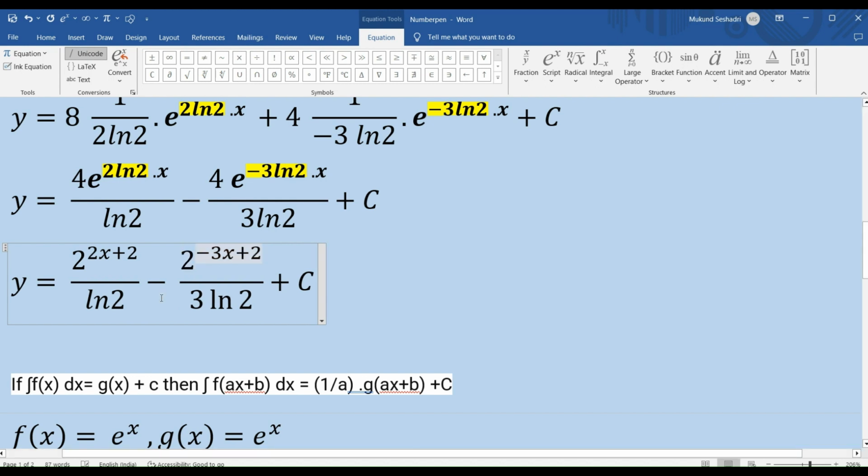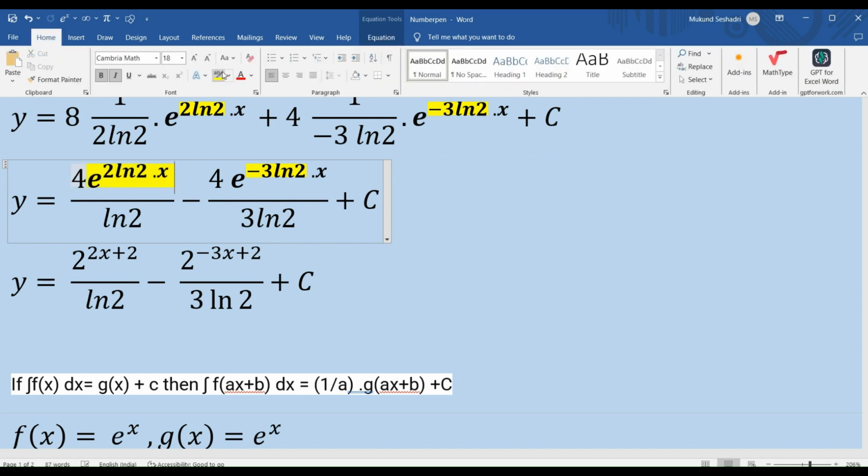So I hope you folks are with me in this particular step. All that we did was, I have this particular expression e to the power 2 ln 2x. I know that I can rewrite it as e to the power ln 2 to the power 2x, again using one of the rules that we wrote about. And I know that my e to the power ln 2 is nothing but 2. So this part, let me highlight it in yellow, e to the power 2 ln 2x is nothing but 2 to the power 2x. So that's what we did in step 1.